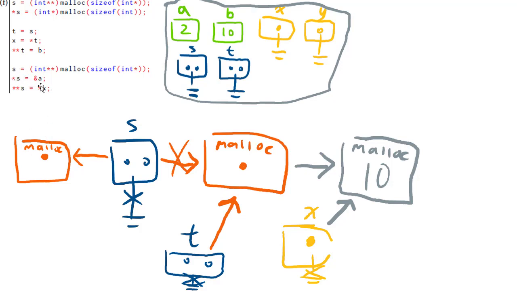Our dereference S will be storing the address of A. What is A? Our A is this one. Okay, our A is equal to 2. So this would point at this direction. Okay, our this malloc would be pointing at this direction. Okay, then let's look at the next line.